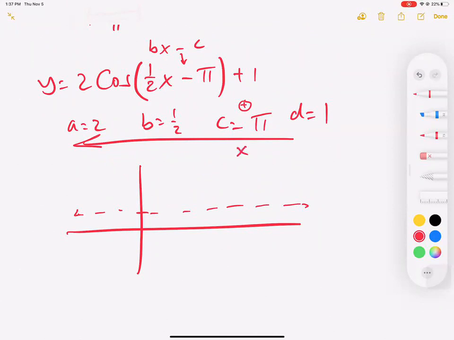So here we go. To find out where we start, x is equal to c over b, which is just copy it, pi over 1/2. We don't like dividing fractions. We multiply by the reciprocal instead. 2 over 1 is just 2 pi. We're starting way over here at 2 pi? That's a weird way to start. But hey, that's what the math told us. It said start at 2 pi. That's where I'm going to start. This is where the graph starts.